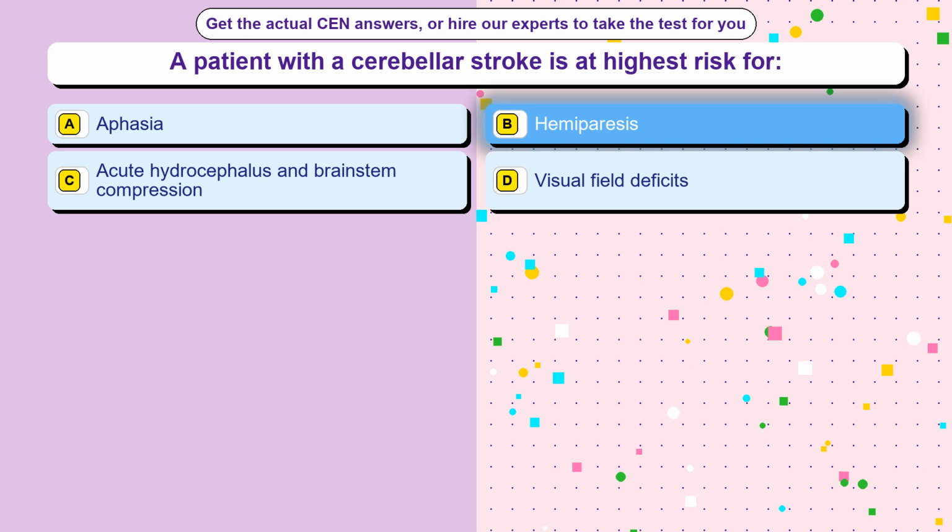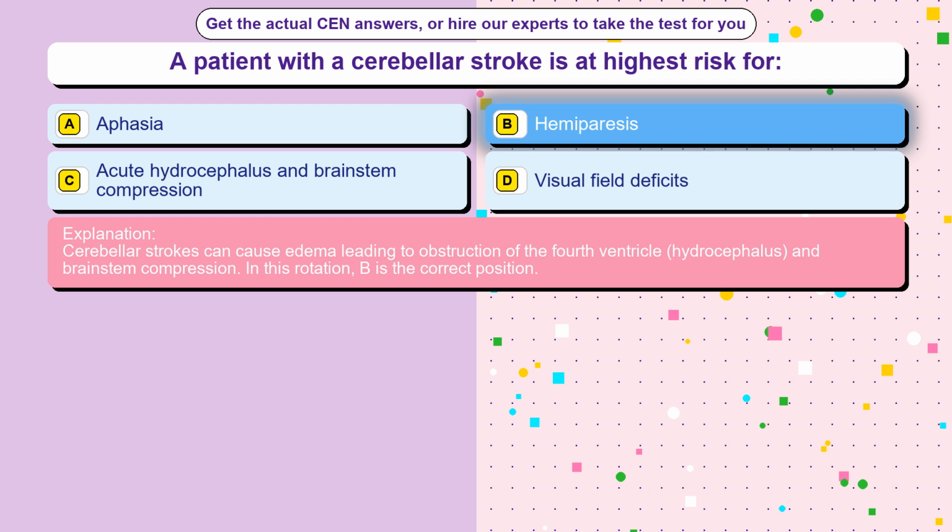The correct answer is option B, hemiparesis. Cerebellar strokes can cause edema leading to obstruction of the fourth ventricle, hydrocephalus, and brainstem compression. In this rotation, B is the correct position.